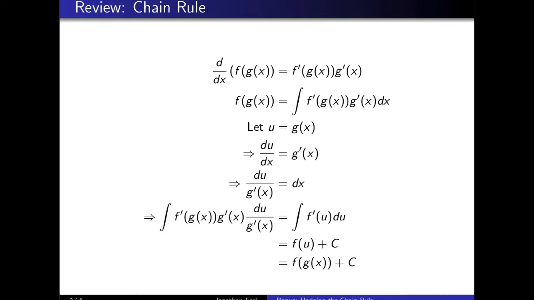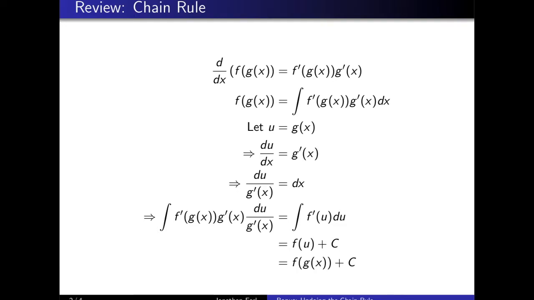Remember that we'd said that if we have some function composition f of g of x, that derivative is f prime evaluated at g times g prime. So what we could do is take antiderivatives of both sides. Our antiderivative on the left will just be f of g of x, and on the right-hand side we'll get an antiderivative for f prime of g of x times g prime of x dx.